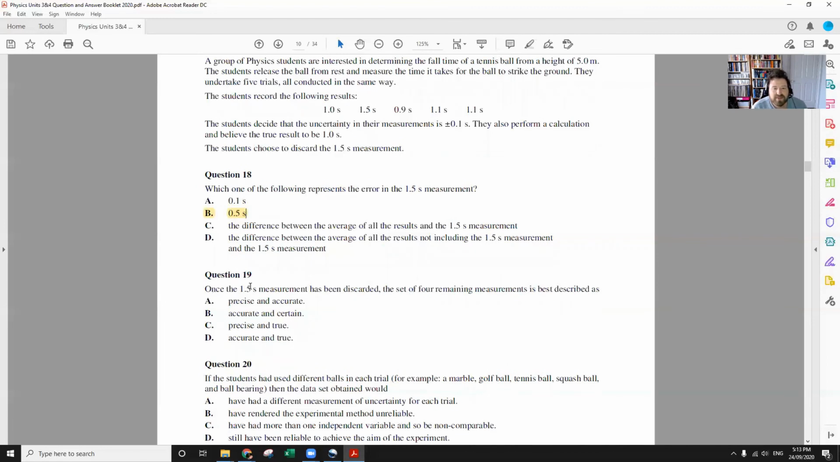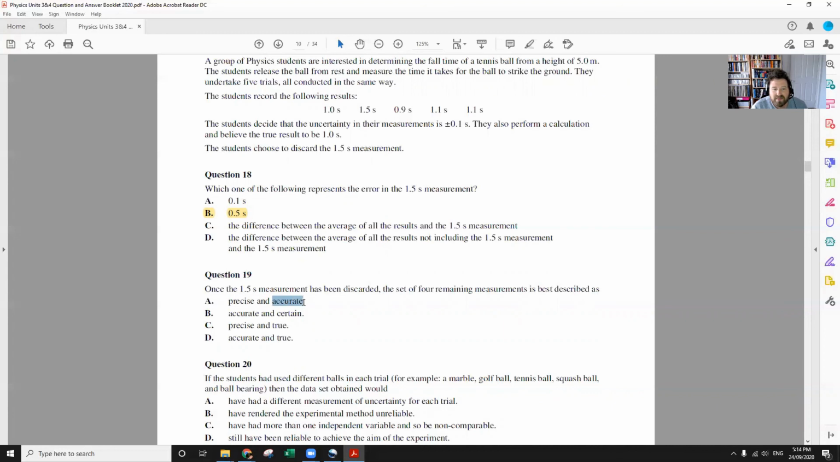Okay, once the 1.5 second measurement has been discarded, the set of 4 remaining measurements is best described as precise and accurate, accurate and certain, precise and true, accurate and true. And this one, the reason that it's not B, C, or D is that certain and true don't have specific meanings at all in science. They're just English words. Precise and accurate do have meanings, and so we just better check that these two things do have that.